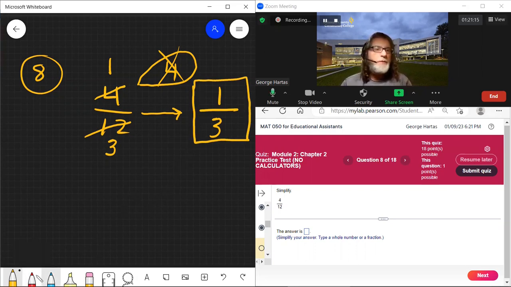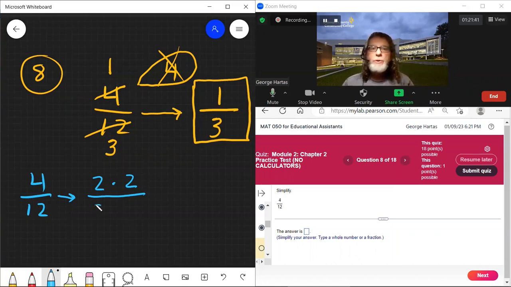Now let's try it in a different way. So 4 over 12. Another way to do this is to break these numbers down into their prime numbers. So 2 times 2 is 4. 2 times 6 is 12, but 6 is the same as 2 times 3.